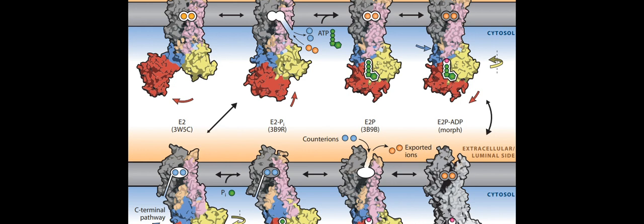The release of bound phosphate from the E2P state causes a conformational change to the E2 potassium occluded state. The enzyme then switches back to the E1 state and then releases potassium ions into the cytoplasm, ready to start the cycle anew.